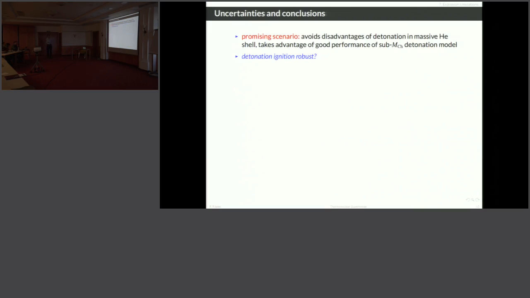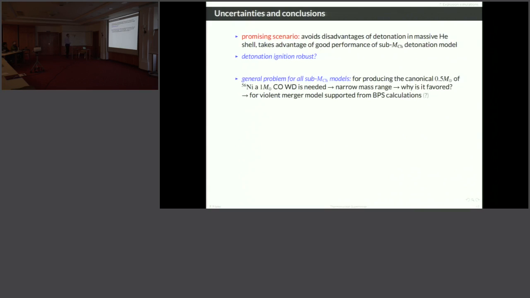So this seems to be a promising scenario. It avoids the disadvantages of detonating a very massive shell and leaving behind heavy species that could obscure the predicted observables. And it takes advantage of the good performance of pure sub-Chandrasekhar mass detonations. The question is, of course, whether the detonation ignition is a robust process.